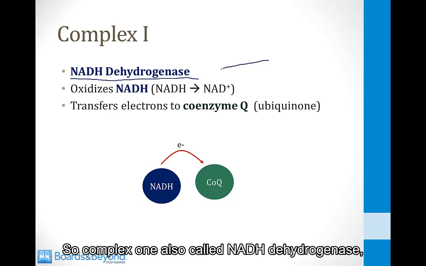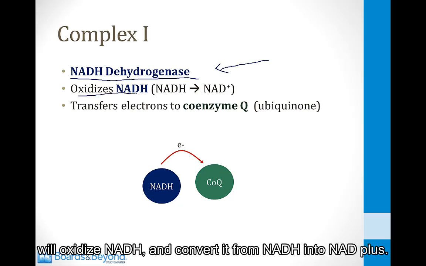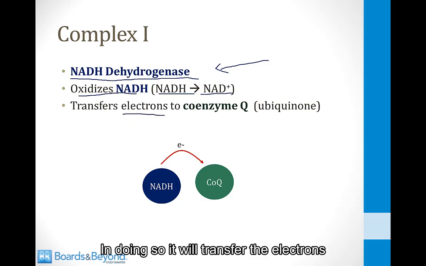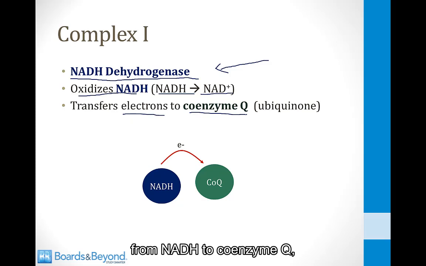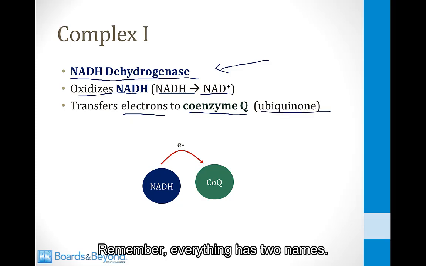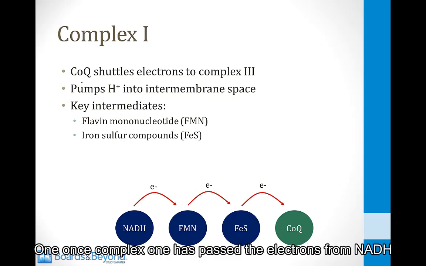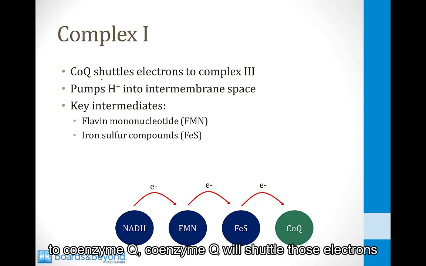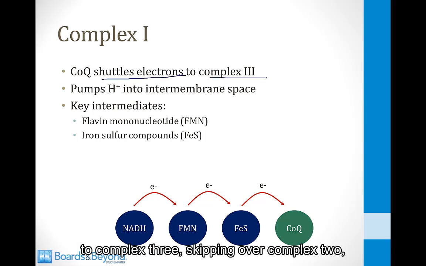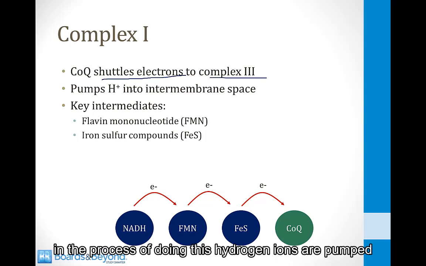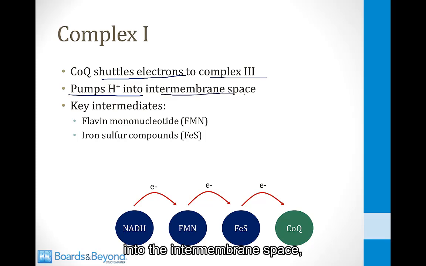So complex 1, also called NADH dehydrogenase, will oxidize NADH and convert it from NADH into NAD+. In doing so, it will transfer the electrons from NADH to coenzyme Q, which is also called ubiquinone. Remember, everything has two names. So I've drawn a picture of what happens in complex 1 down here at the bottom of the screen. The electrons from NADH are transferred to coenzyme Q by complex 1. Once complex 1 has passed the electrons from NADH to coenzyme Q, coenzyme Q will shuttle those electrons to complex 3, skipping over complex 2. In the process of doing this, hydrogen ions are pumped into the inner membrane space, and we'll talk in a few slides about how this will be used to generate ATP.